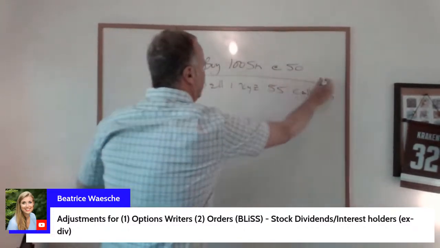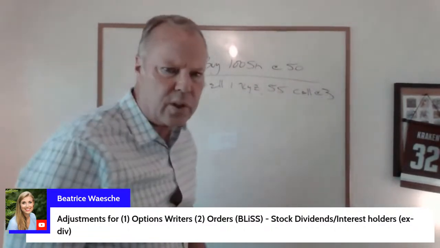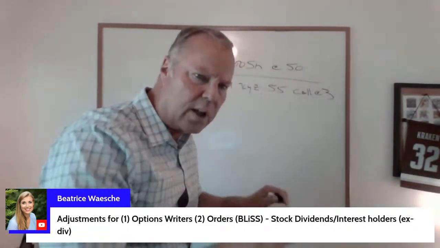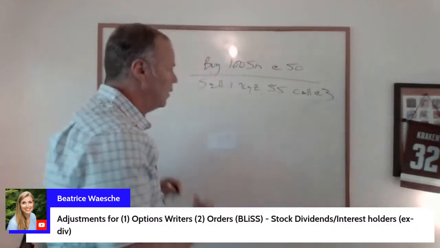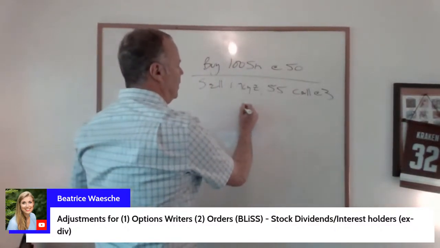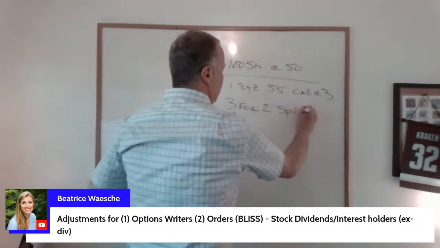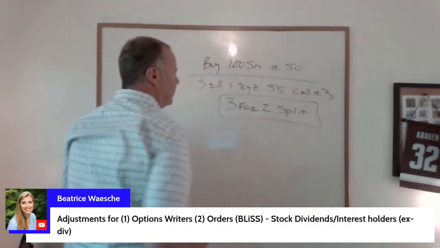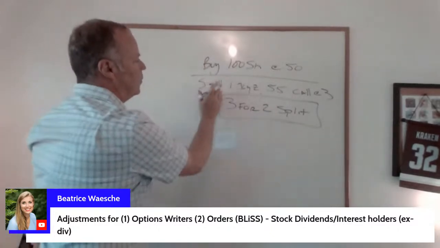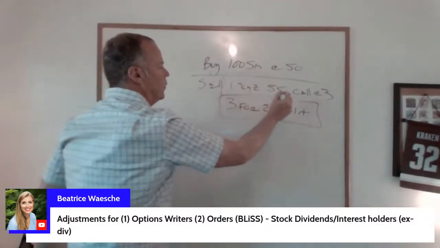BLiSS, SLoBS over BLiSS. Is she talking about stock dividends, adjusting the contract? Oh, I don't know. Beatrice, are you talking about adjusting for the stock dividend or the orders below the market? So I guess that's what we would ask. If it's a stock dividend or stock split, that's different. There's no such thing as adjustment for interest holders. So I'm a little confused what she's asking.